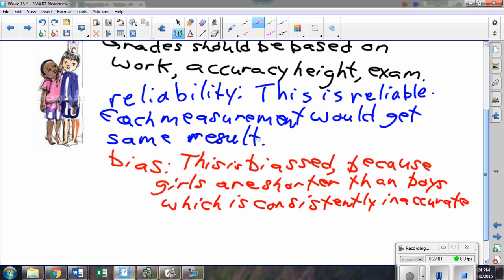Consistently inaccurate grades. So we're noting that a study can have good qualities. This is reliable, but that doesn't make it good. Just because something has good qualities doesn't make it good. And just because something has one bad quality doesn't instantly mean it's completely terrible. We'd have to look at it and say, overall, is it worth using, yes or no?